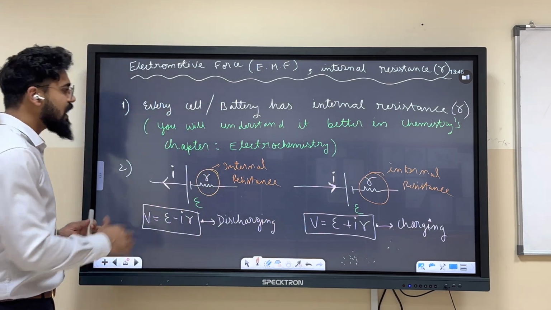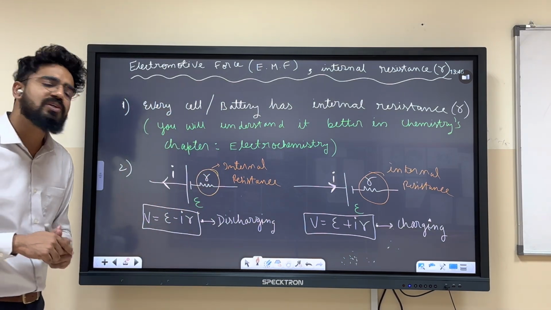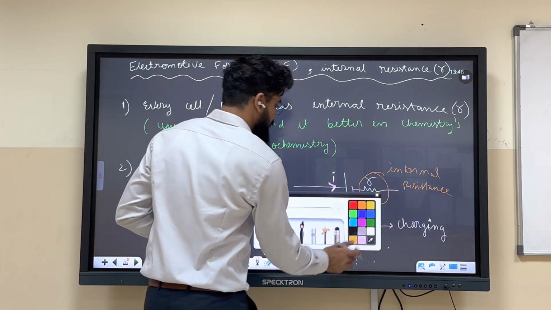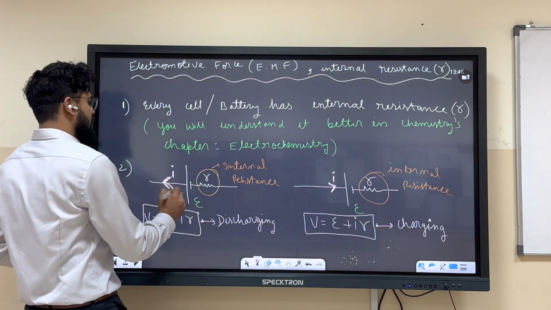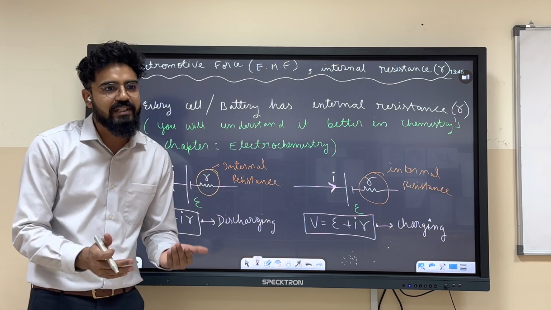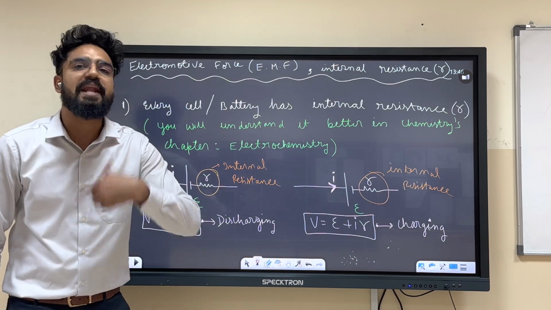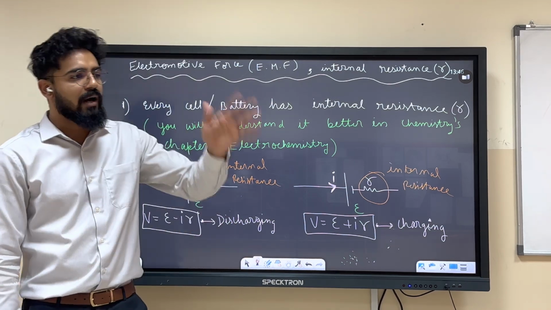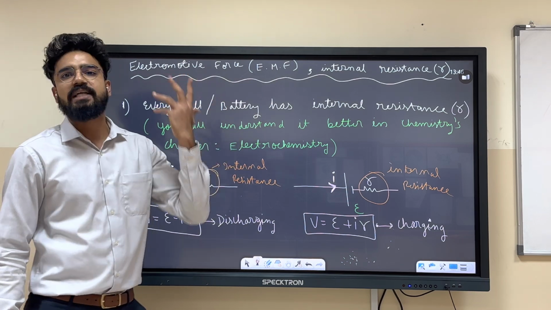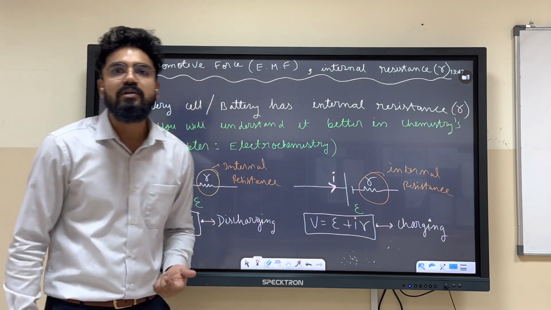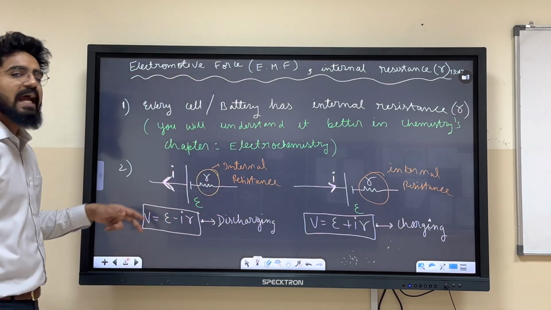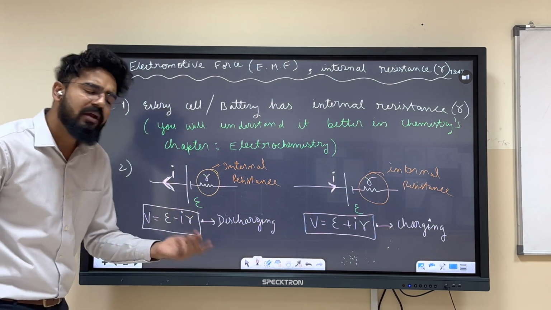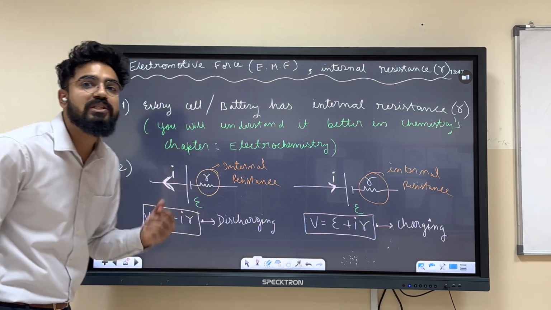So first thing, if the battery is discharging, what do we mean by discharging? If current is flowing through the battery, obviously after some time the cell will run out. You will say, yes, it is finished, now I need a new cell, my toy is not working. So basically the cell has run out. It means the current was flowing through it. So this is known as discharging.